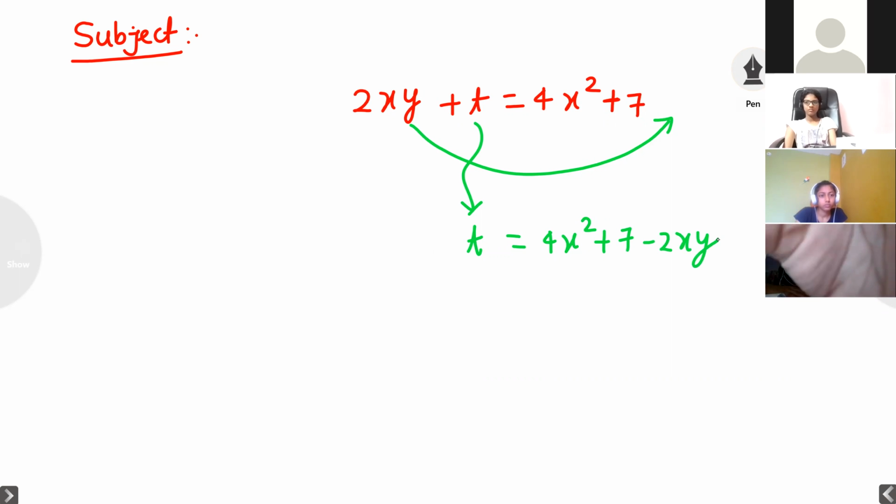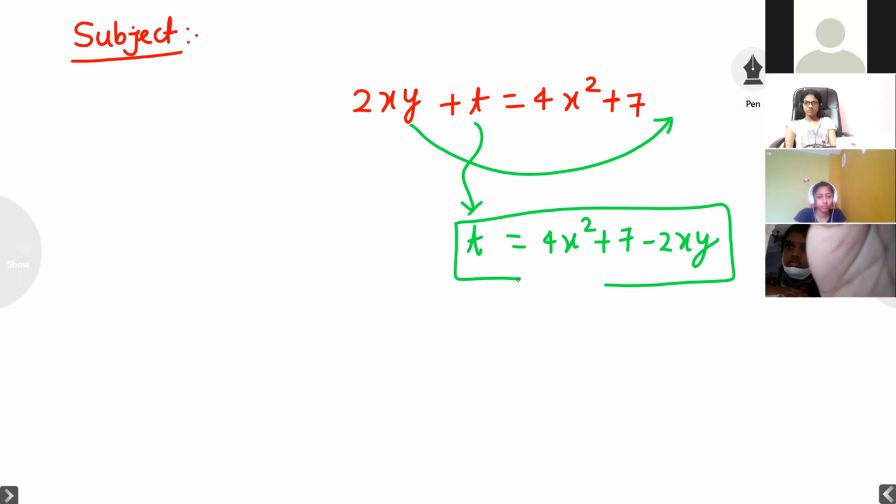I hope you are getting my point. How to make a variable the subject? Which variable we want to make as a subject, that variable we want to keep on one side and the remaining variables I want to transfer to the other side. One more example I am writing.